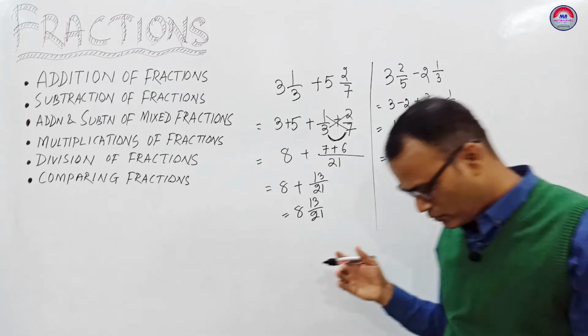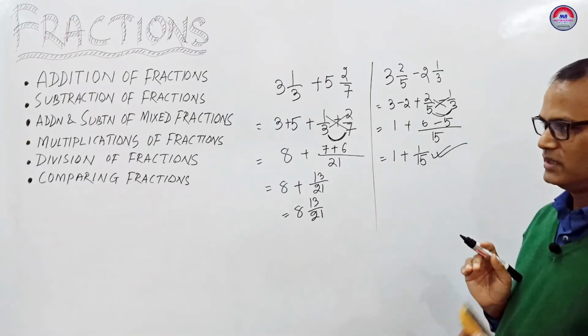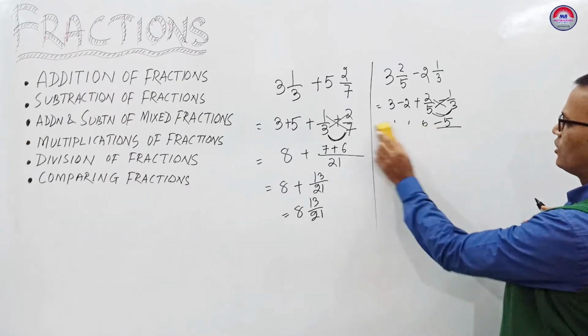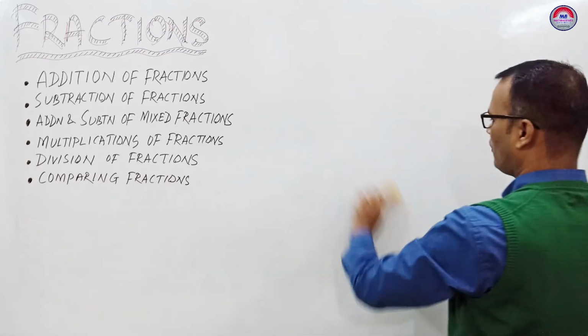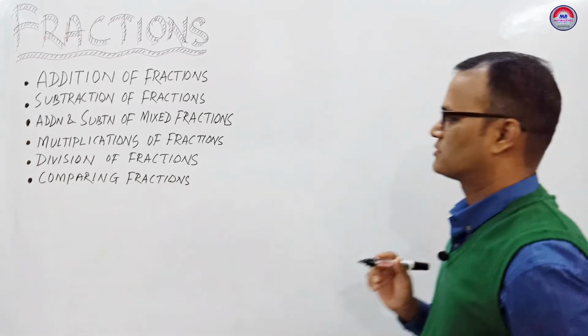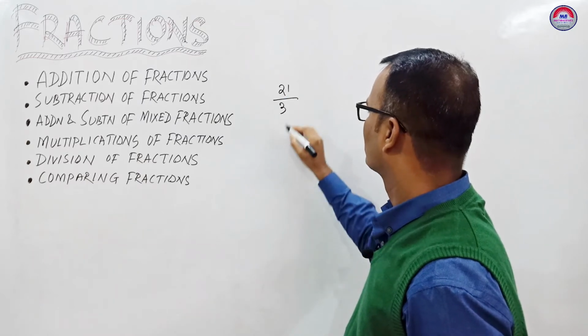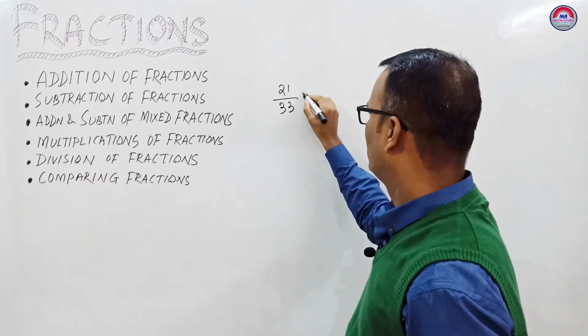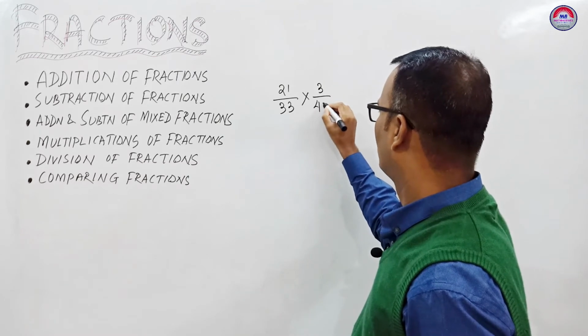So you can do this fractional addition and subtraction easily. So then comes multiplication. How we multiply the fractions. Let one fraction be 21 by 33 into 3 upon 42.